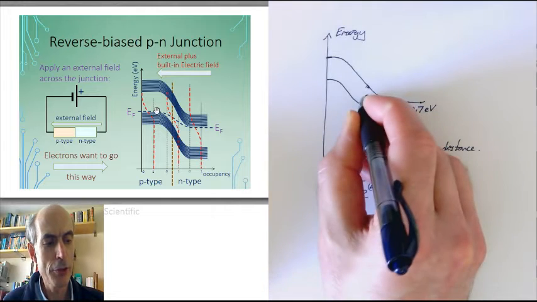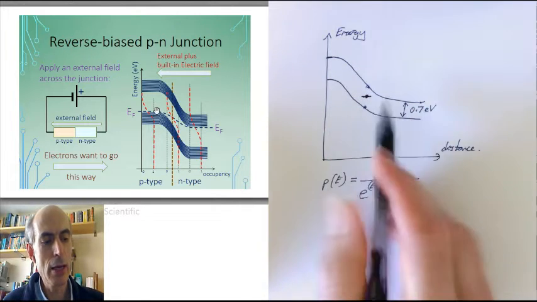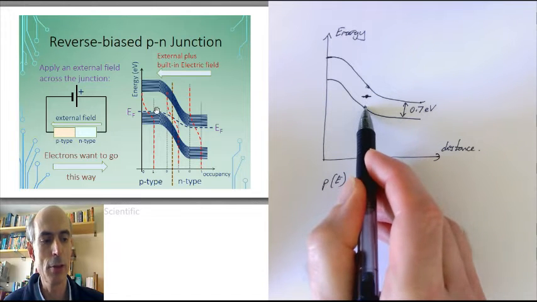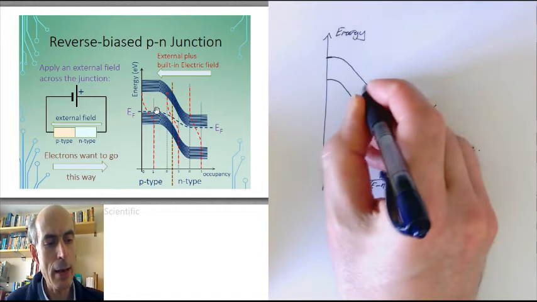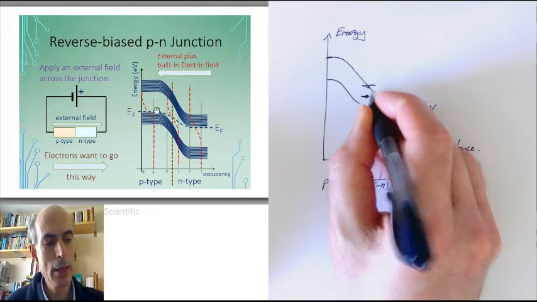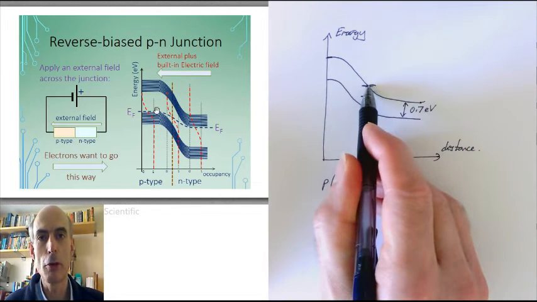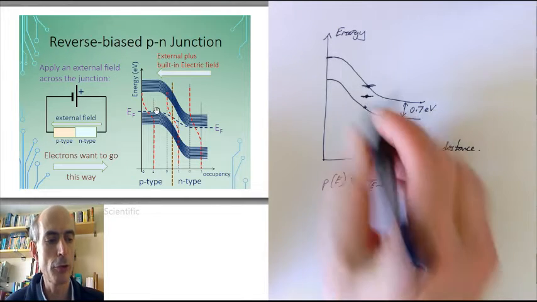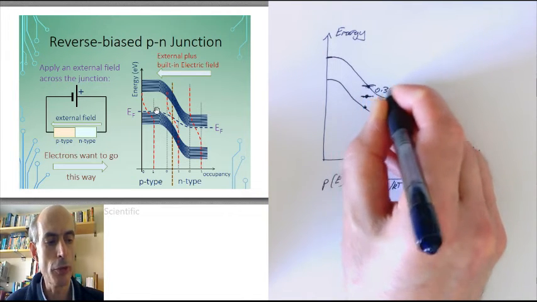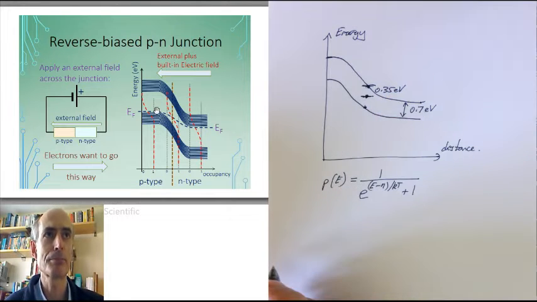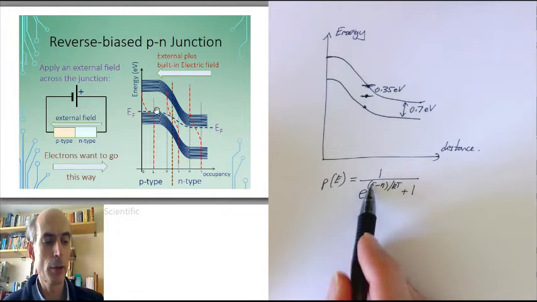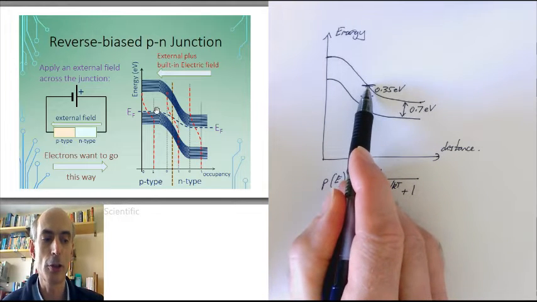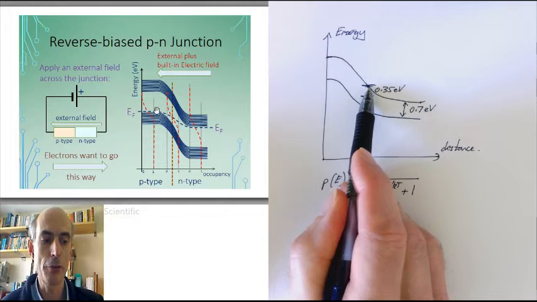So if we consider this point here, where the Fermi level is halfway between the conduction band and the valence band, then the gap between the Fermi level and the energy at the bottom of the conduction band would be half of 0.7 electron volts, or about 0.35 electron volts. And this formula would allow us to calculate the probability that these states in the conduction band are occupied.